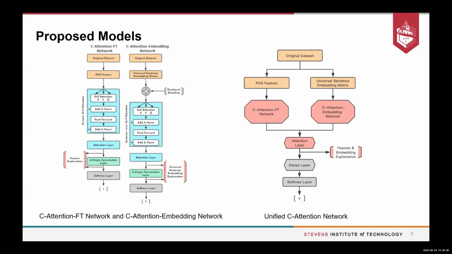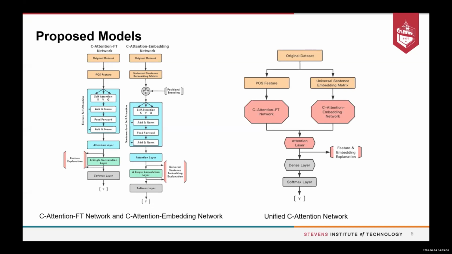The right leg shows the architecture of the C-attention embedding network, which uses sentence embedding features. The architecture is very similar to the C-attention FT network, but has an extra positional encoding before the self-attention in order to memorize the input order of each sentence.